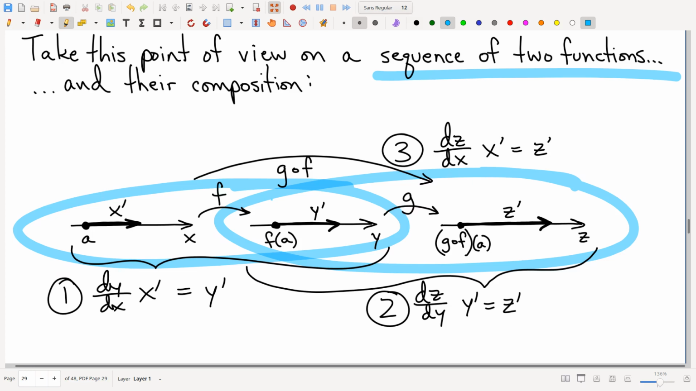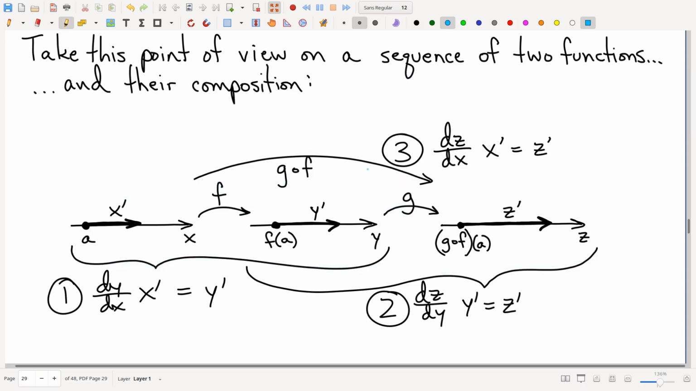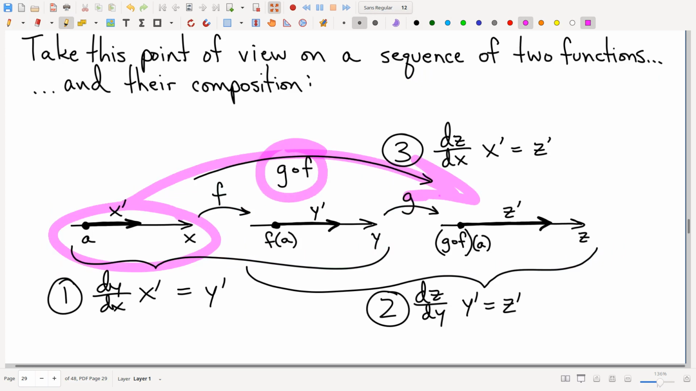Now when you do this, you can talk about the composition. The composition is a function that will all at once, in some sense, take x as the input and do both of the functions, resulting in z as the output. Is that cool? So we actually have three functions on the board here. We have f, we have g, we have the composition.